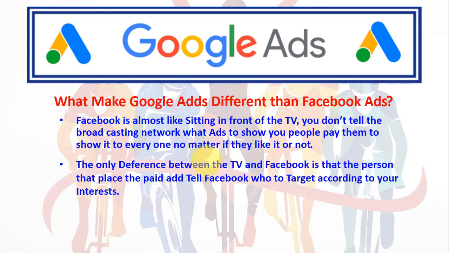Now the only difference between a TV and Facebook is that the person that places the paid ads, we tell Facebook who to target. So I go and I tell Facebook, target all the people that read the Right magazine or love the Tour de France or a combination of things that is linked to cycling. We tell Facebook they must target those people, and in their news feeds they will get the ads there, or in their messenger.